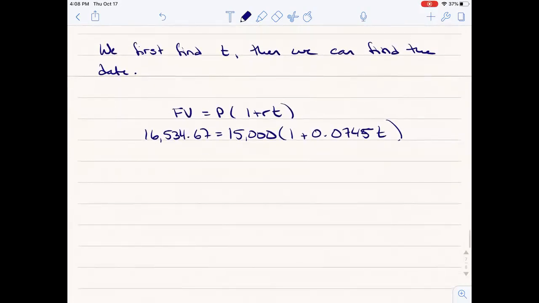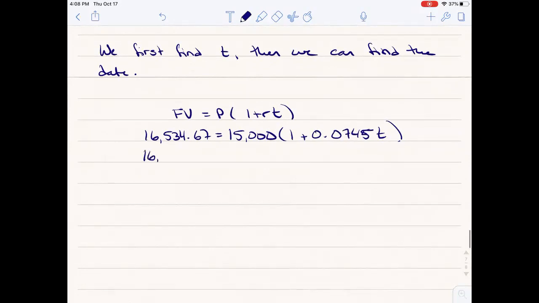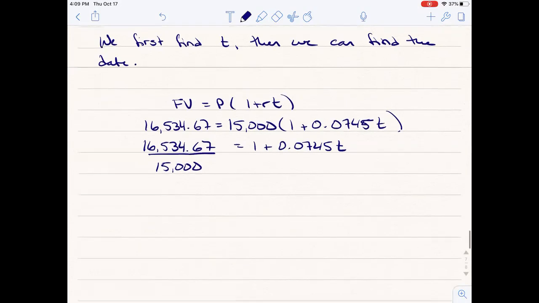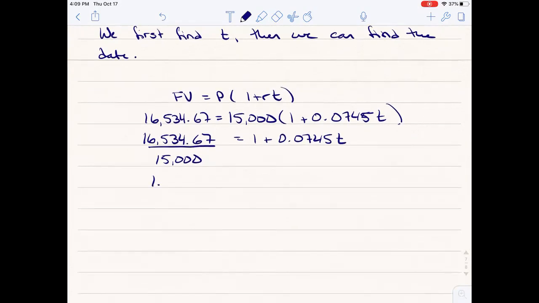Same idea that we did with the general formula when we're switching things around. That gave us an idea of the flow that we need to go through to solve these problems. So we take 16,534.67 divided by 15,000, which is 1 plus 0.0745 t. So divided by 15,000, I get 1.102311333 is 1 plus 0.0745 t.